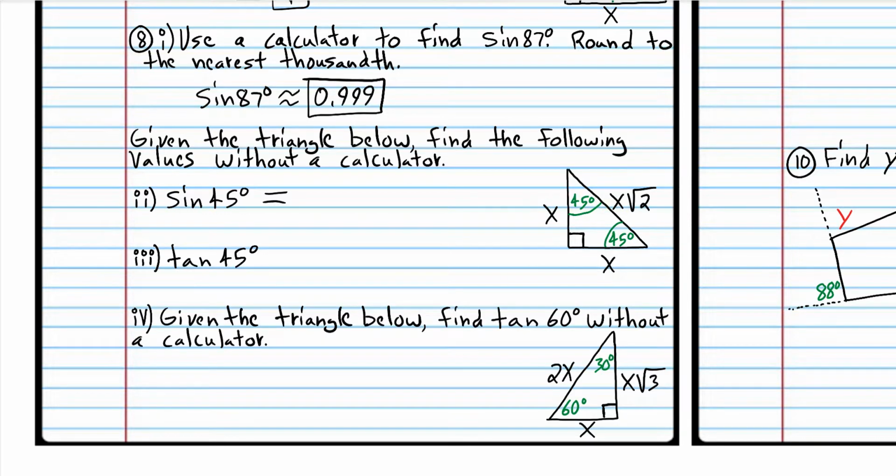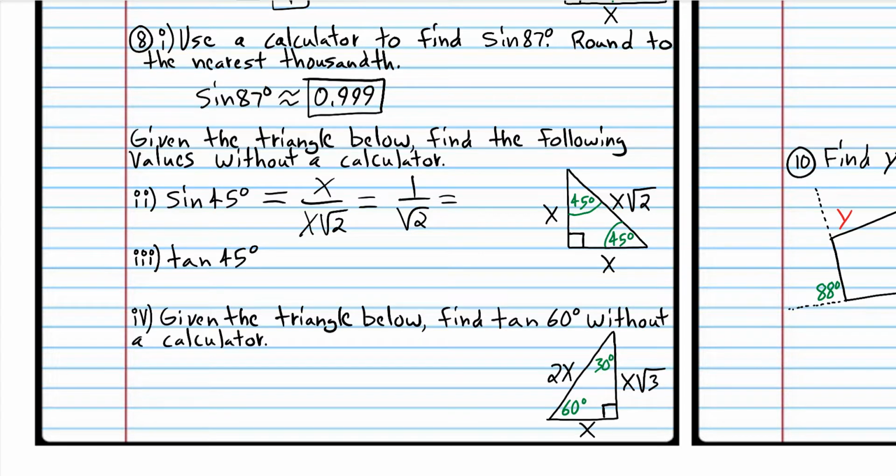So sine 45, you just pick one of these angles. It doesn't matter which one. You'll get the same answer for both. That's opposite. Opposite this angle would be x. So opposite over hypotenuse, which is x root 2. Now, if you have an x in the top and an x in the bottom, and they're factors of the numerator and the denominator, then that means they cancel out. So you just end up with 1 over root 2.